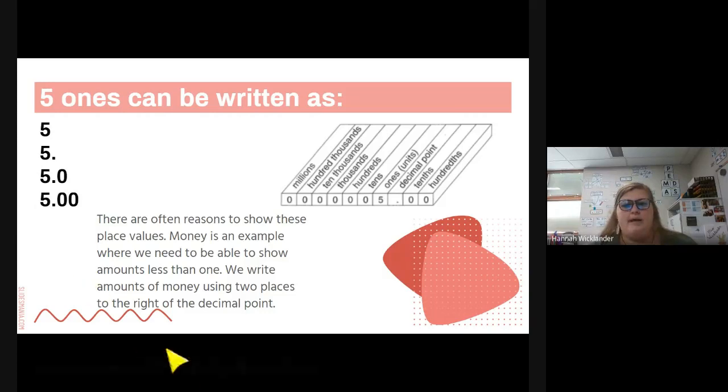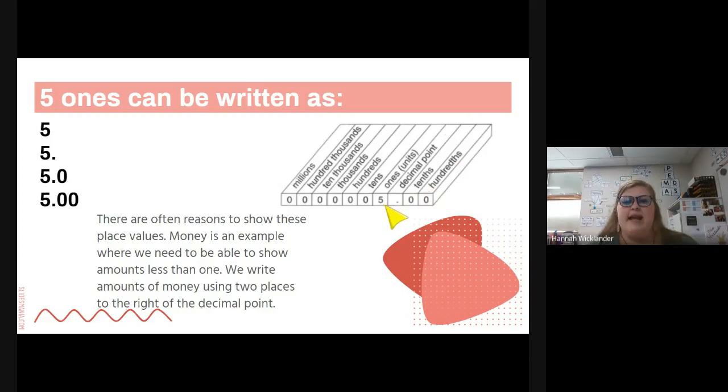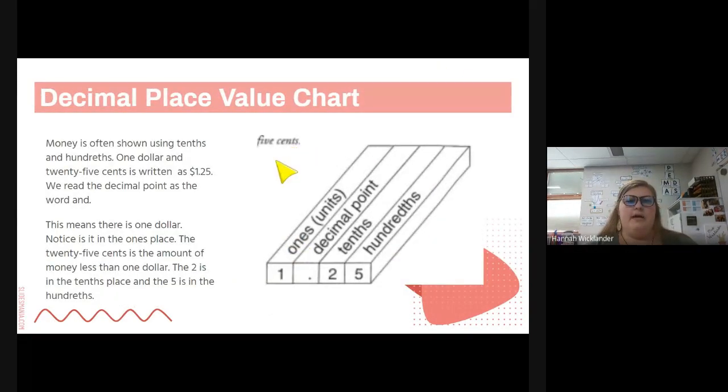So we write amounts of money using 2 places to the right of the decimal, so the tenths and the hundredths. So we've done everything on the left side of the decimal place. So now we're going to work into the decimal place since we already know these place values. So money is often used showing tenths and hundredths in the decimal place.